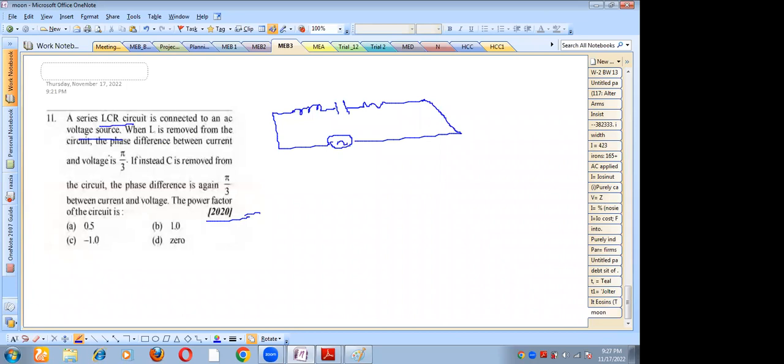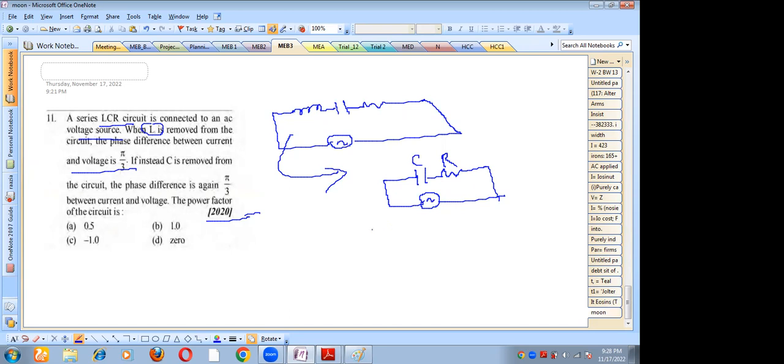When L is removed from the circuit, the phase difference between the current and voltage is pi by 3. So when we remove the inductor, the circuit will be an RC circuit, only capacitor and resistance.